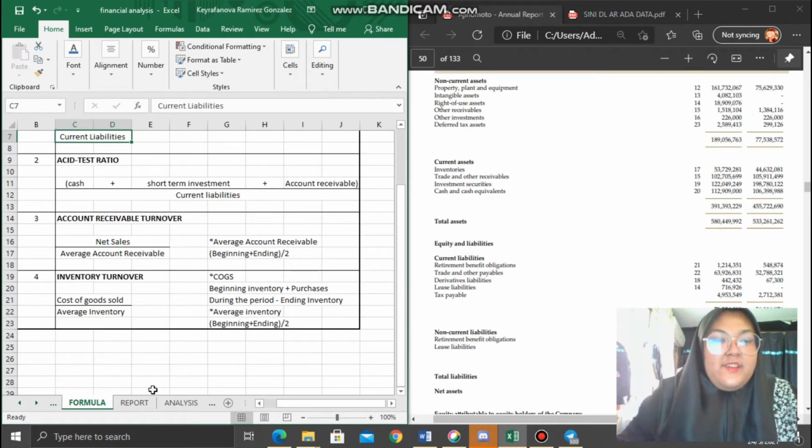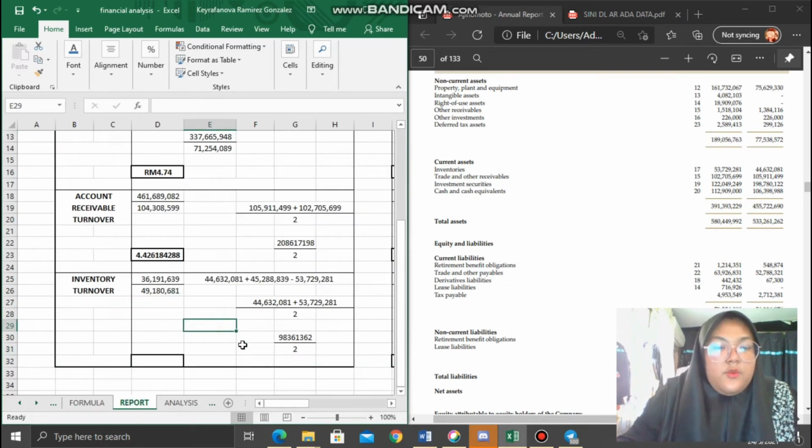Now let's calculate the inventory turnover. To calculate inventory turnover, we need to divide cost of goods sold with average inventory. To find cost of goods sold, we need to add beginning inventory with purchases during the period minus ending inventory. And to find average inventory, we need to add beginning inventory with ending inventory balance and divide it by 2.